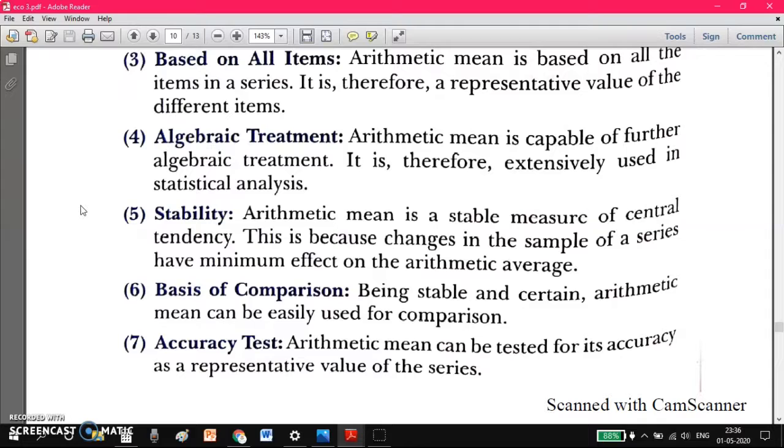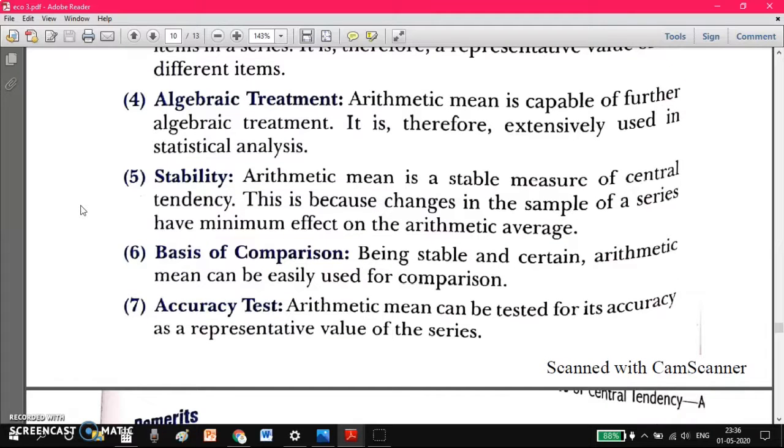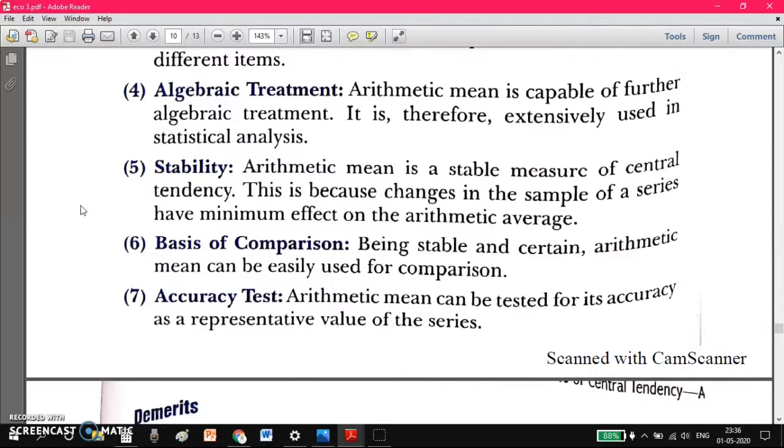Algebraic treatment. Arithmetic mean is capable of further algebraic treatment. It is therefore extensively used in statistical analysis. So we also consider it for algebraic treatment, because it is used in economics and in statistics. That is why it has its own identity.